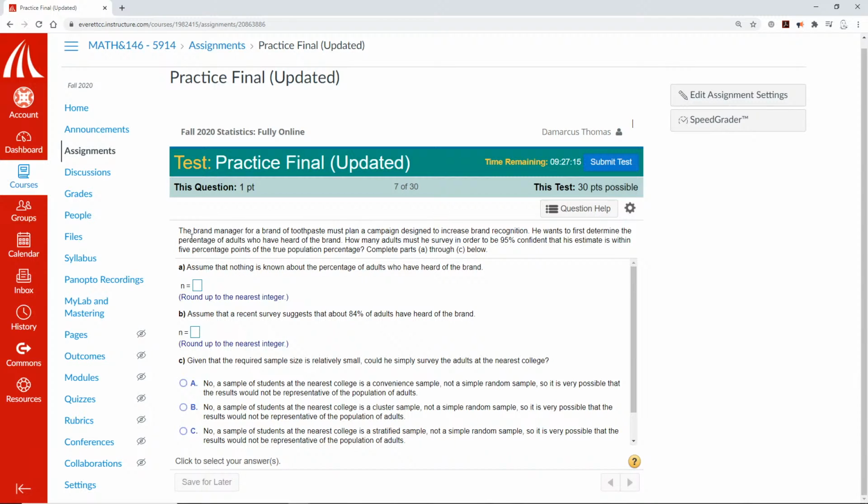Here we have the brand manager for a brand of toothpaste must plan a campaign designed to increase brand recognition. He wants to determine the percent of adults who have heard of the brand. How many adults must he survey in order to be 95% confident that his estimate is within 5 percentage points of the true population percentage? And then complete parts A through C below.